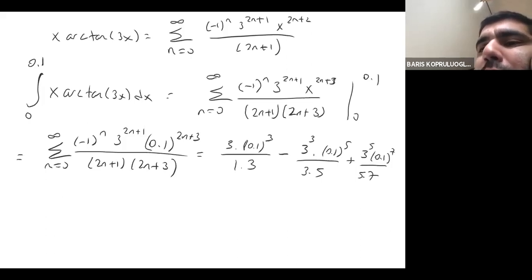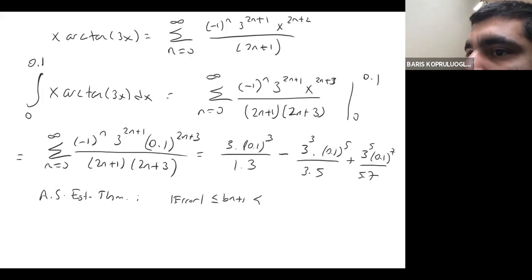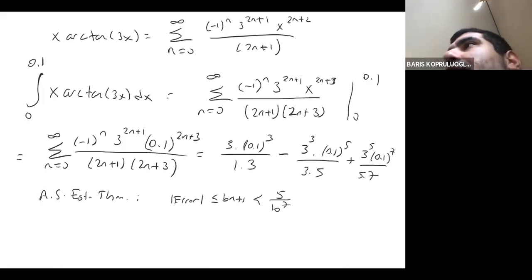So we have to keep going until when? The alternating series estimation theorem states that the error is always less than or equal to b_{n+1}. And we want it to be less than 5 over 10 to the 7. So you have to keep going until you find a term that is less than 5 over 10 to the 7. And if you check that, I think you'll see that term is the 5th term.